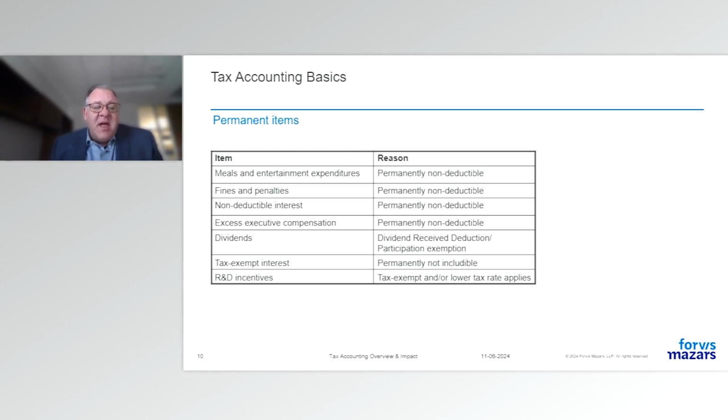On the opposite side, sometimes you have revenue that's not subject to tax, so tax-exempt interest would be one of those. And then in the tax line itself, R&D incentives: sometimes either a lower rate applies to R&D, or some of the income could be exempt from tax as well.